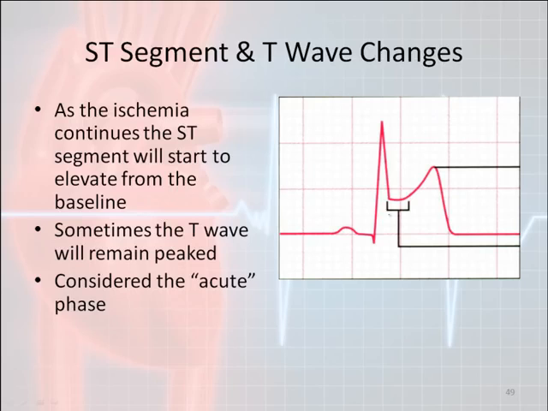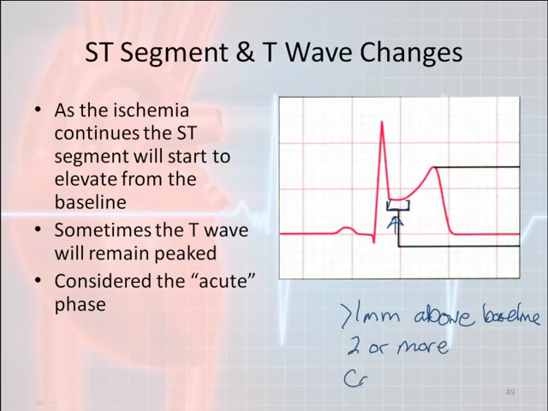So as the ischemia continues, the ST segment, this little part right here, will start to go up from baseline. If the ST segment elevation is greater than 1 millimeter above baseline in 2 or more contiguous leads, then you can consider possible ischemia.